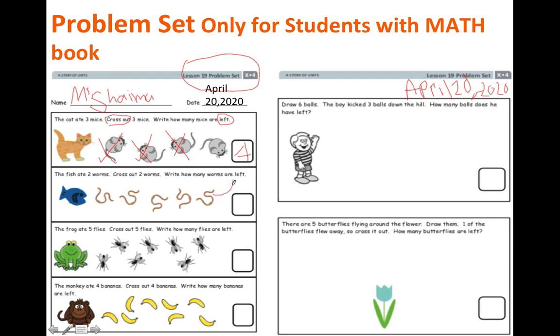And I want you to do this by yourself. And these are story problems where you have to draw the picture. And remember, you don't necessarily have to draw the picture. If you cannot, you can just do a bunch of circles and that's still okay.